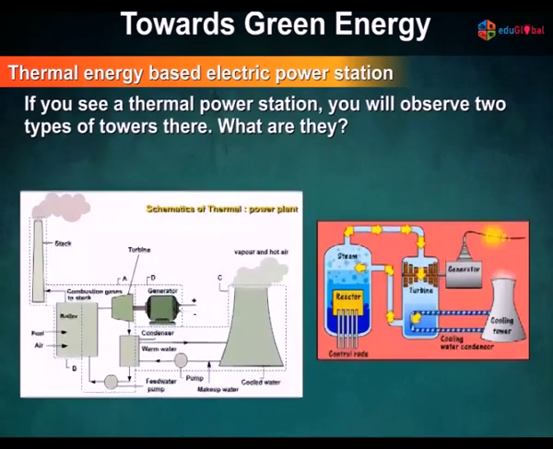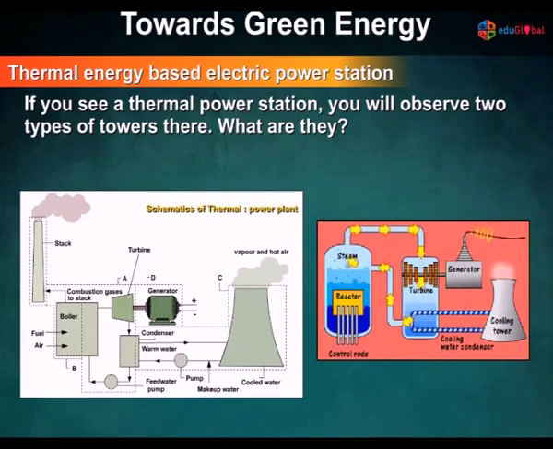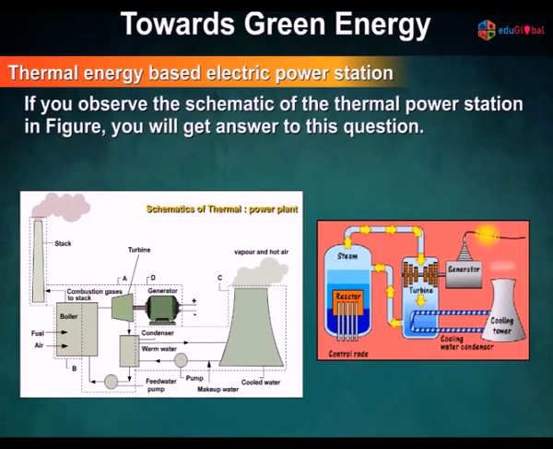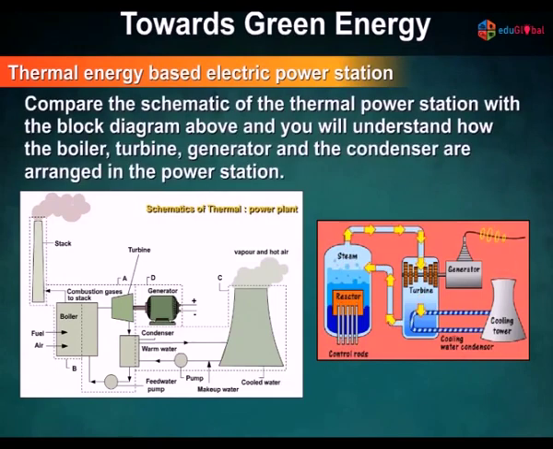If you see a thermal power station, you will observe two types of towers there. What are they? If you observe the schematic of the thermal power station in the figure, you will get the answer to this question. Compare the schematic of the thermal power station with the block diagram above and you will understand how the boiler, turbine, generator and the condenser are arranged in the power station.